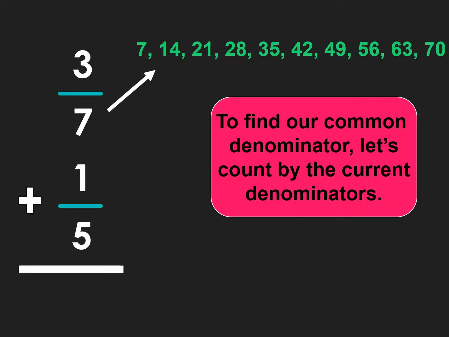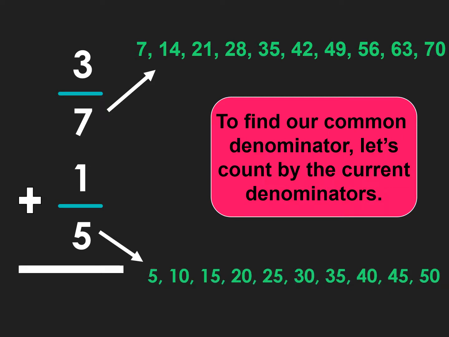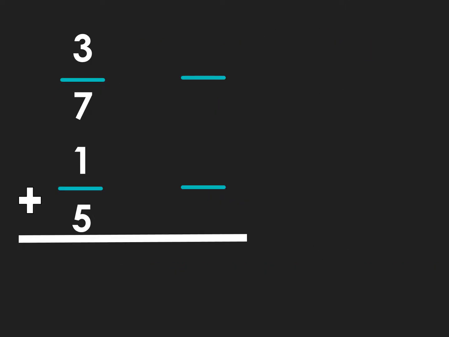Next, let's count by fives. 5, 10, 15, 20, 25, 30, 35, 40, 45, and 50. What is the common denominator? 35 is right. Now we're going to make the fractions equivalent. Remember, the common denominator that we found was 35. So we'll go ahead and put that as a new denominator for both fractions.